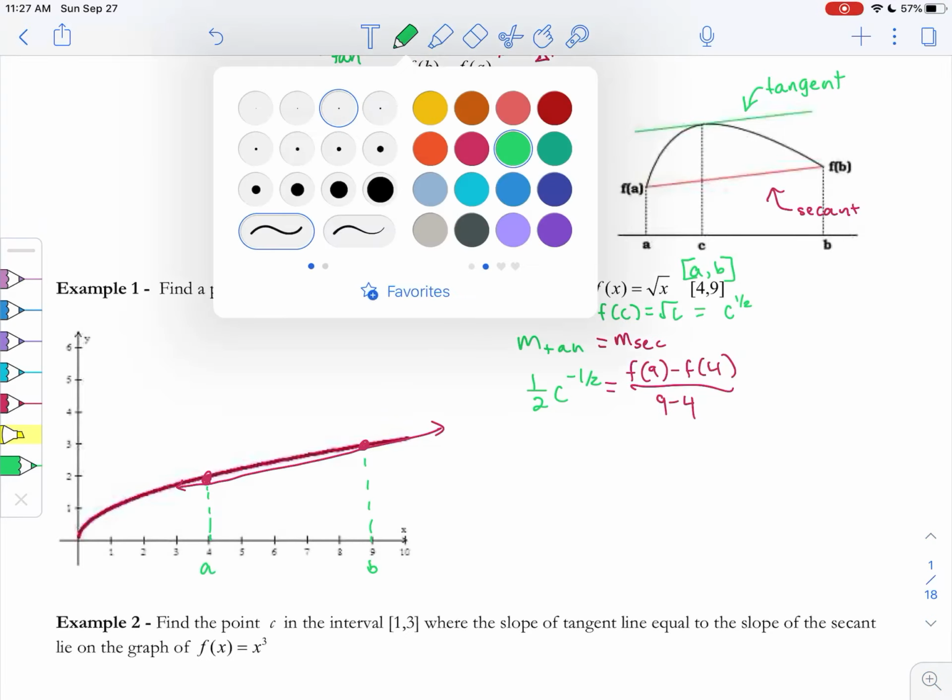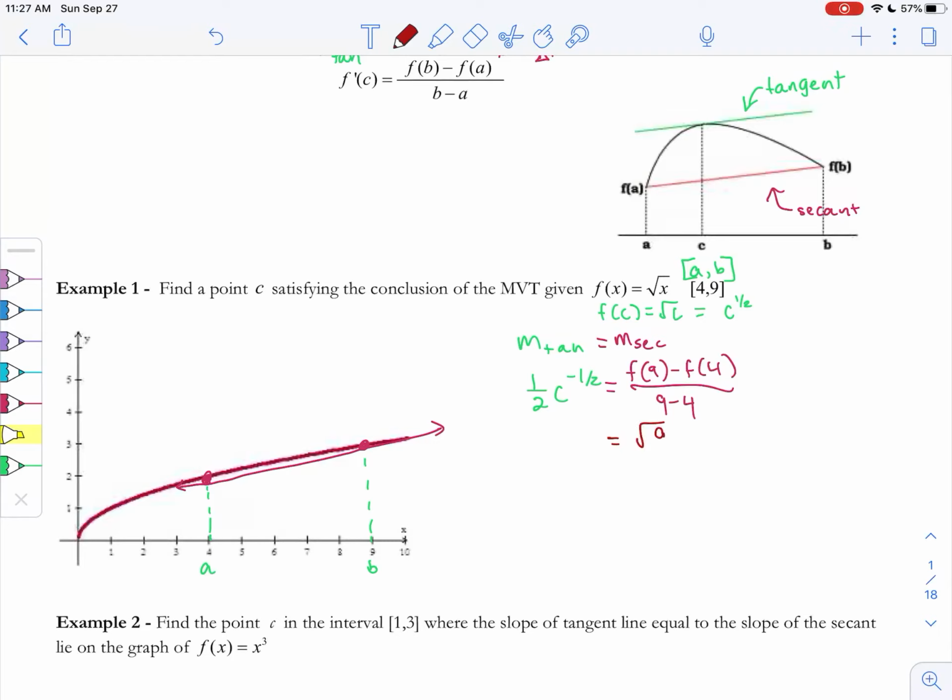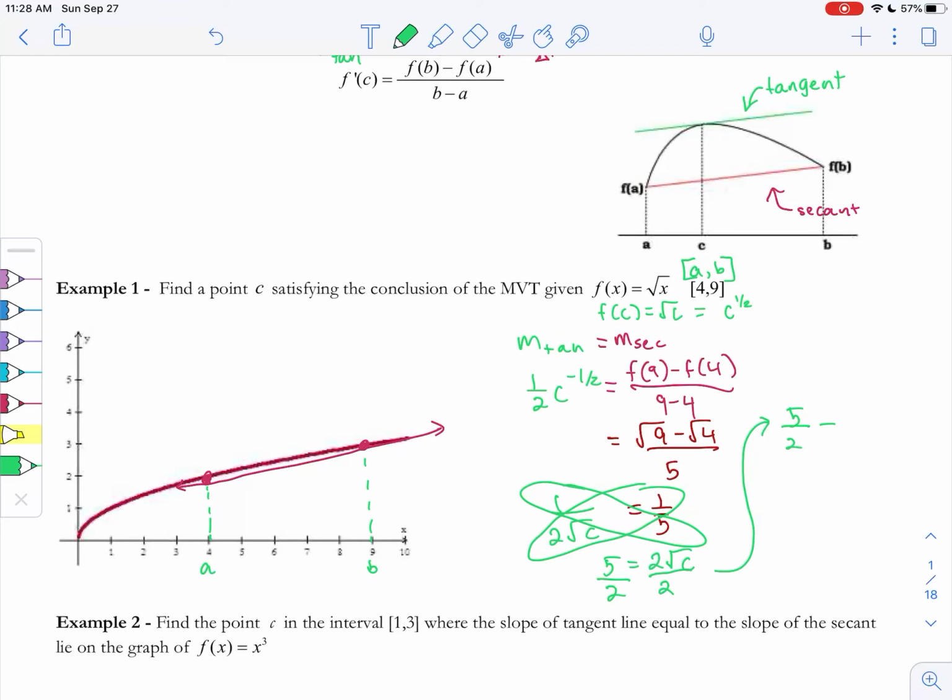We go on to solve the right side to get f of 9 is square root of 9 minus square root of 4 all over 5. Square root of 9 is 3, square root of 4 is 2, so we get 1/5 equals 1 over 2 square root of c. Now solving this equation, we're going to cross multiply, get 5 equals 2 radical c. Divide both sides by 2 and get 5 halves equals radical c. If I square both sides to undo the square root, I end up with c equals 25/4, which when we simplify is 6 and 1/4.